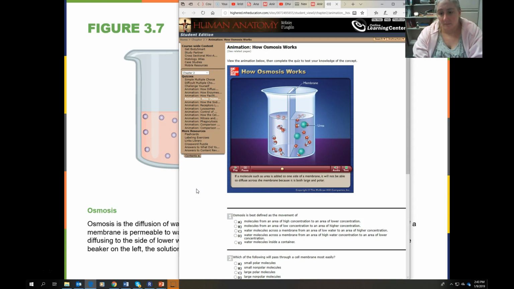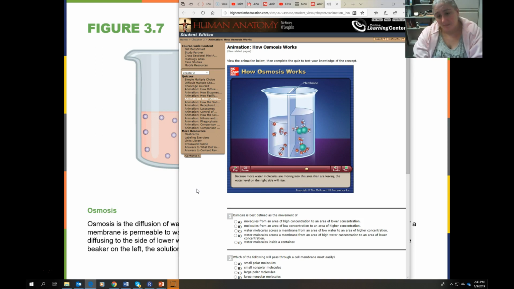If a molecule, such as urea, is added to one side of a membrane, it will not be able to diffuse across the membrane because it is both large and polar. Because of its polar nature, it will interact with other polar molecules, such as the water. This interaction reduces the number of free water molecules on the right-hand side. With fewer free water molecules on the right-hand side, there is now a net movement of water molecules down their concentration gradient to the side with the urea molecules.